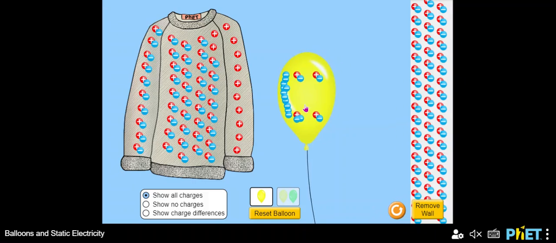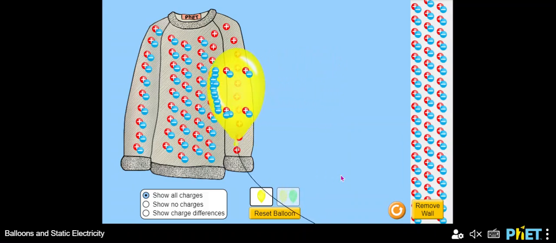Now you have a plus and a minus. If I leave this balloon, you see there's an attraction. It's attracted to this because the shirt is now positively charged. The shirt is positively charged. The balloon is negatively charged.